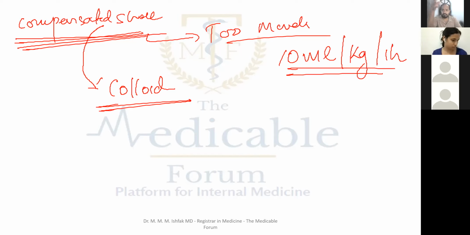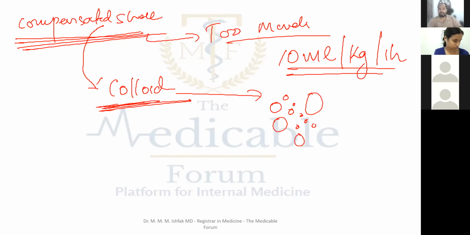You don't give it just by hanging the colloid saline right next to the patient. You have to give it through an infusion pump. Now why do you have to give it through an infusion pump? It is because this colloid is made up of large and small molecules. So this is how the colloid is made. Now when you give it in an infusion pump, all these multiple sized molecules will get inside the blood vessel at once.